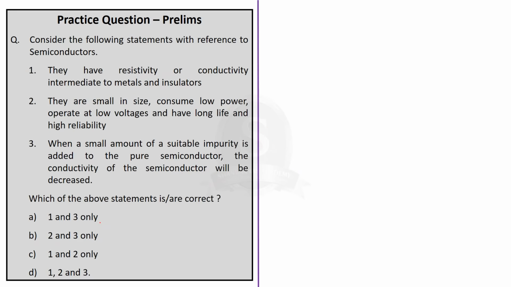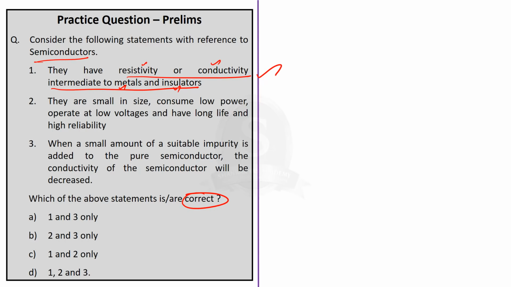Now let us take up the third question. It is a 3-statement question. 3 statements regarding semiconductors are given. We have to find the correct statements. Okay, let us take up the first statement. Semiconductors have resistivity or conductivity intermediate to metals and insulators. See, this statement is correct. Semiconductors are indeed materials which have electrical conductivity between conductors and insulators.